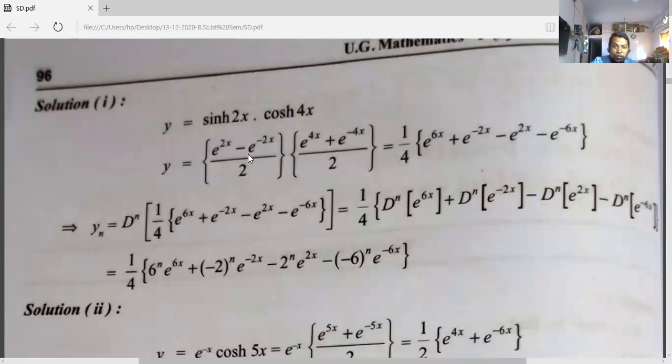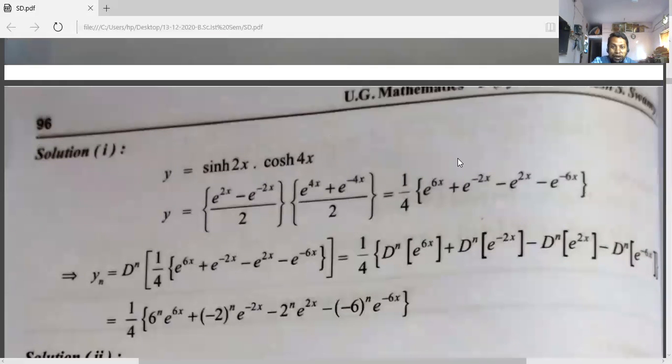And here you see in both denominators you have 1 by 2, so you are writing 1 by 4 outside. And then if you open the bracket, this into this, totally two components into two components, so you are getting totally four components here. Now if you open the bracket and do the simplification, you will get this.